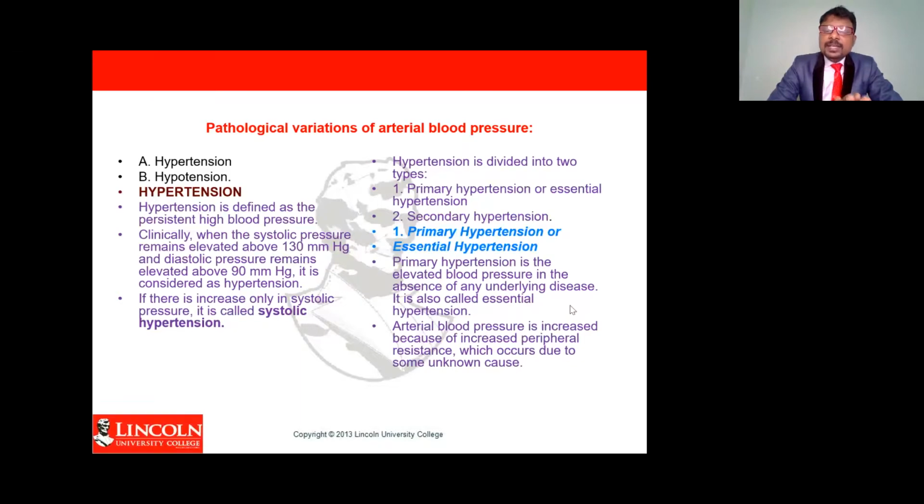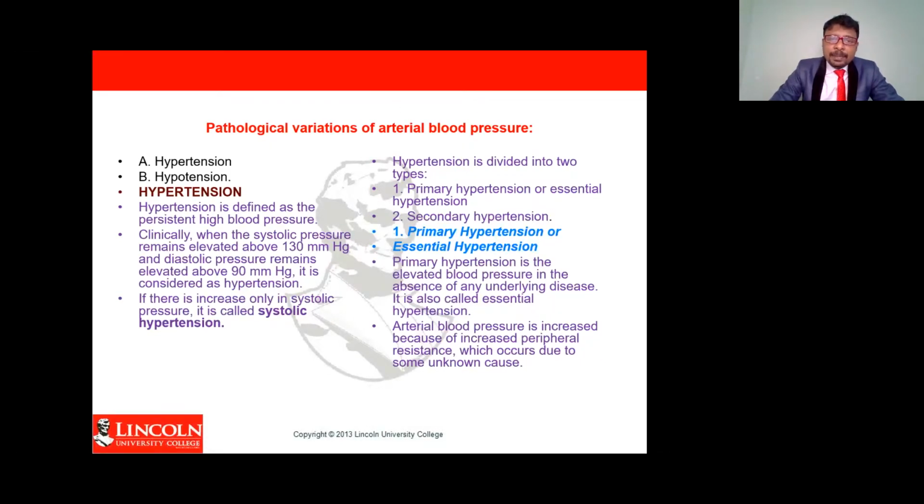Normal blood pressure is from 120 to 140 in the systolic range, and 80 to 90 is the normal diastolic pressure. If there is any change from these values, it is called hypertension or hypotension.